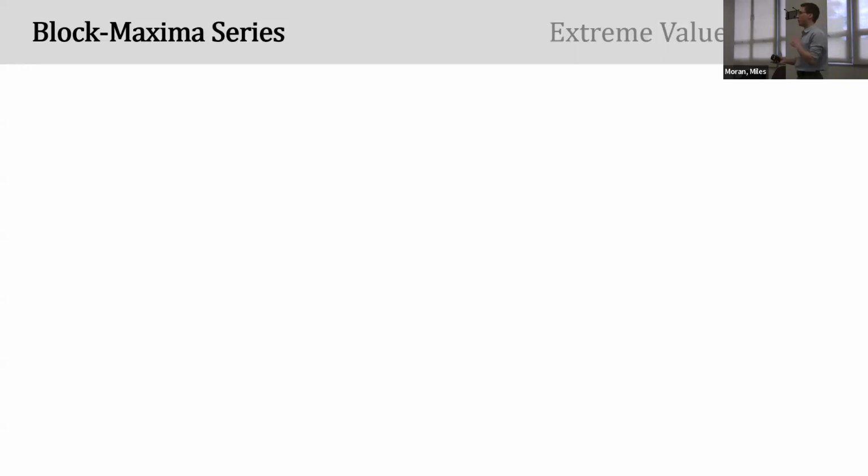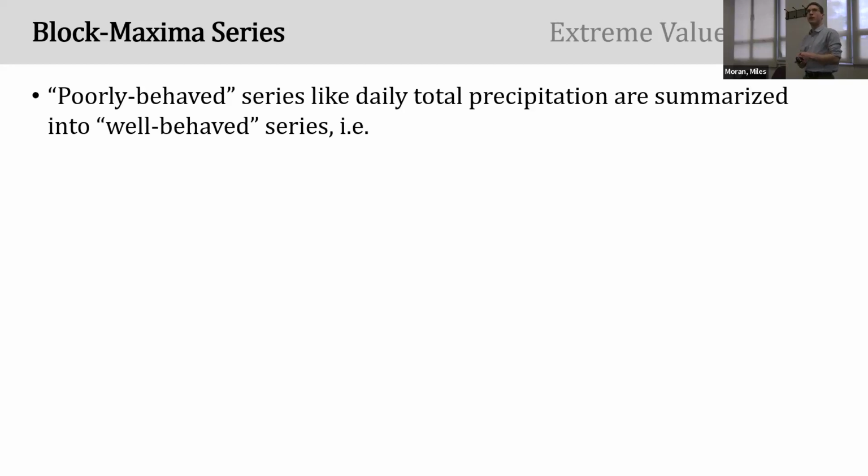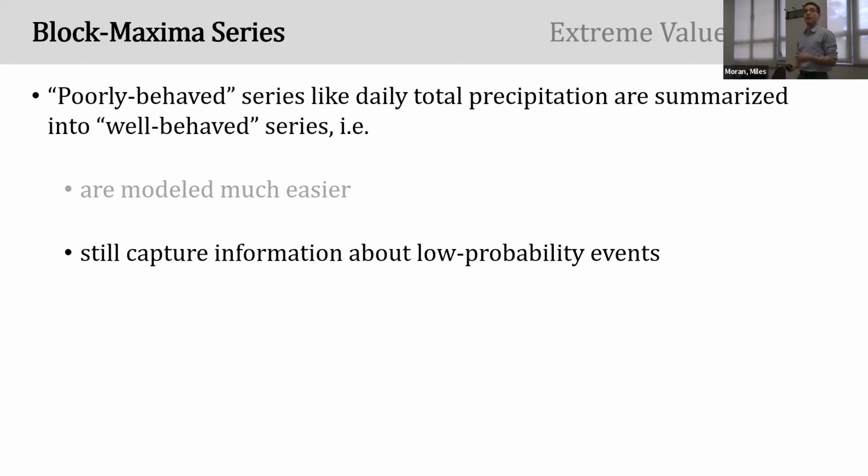So the first main approach, where we're fixing frequency and studying intensity, is typically referred to as the block maxima approach. And the idea is that we're going to take some poorly behaved series, like daily precipitation totals, and summarize them into a well-behaved series, by which I mean it's easier to model, the distribution is known, ideally, but we'll still capture that information about extremes.